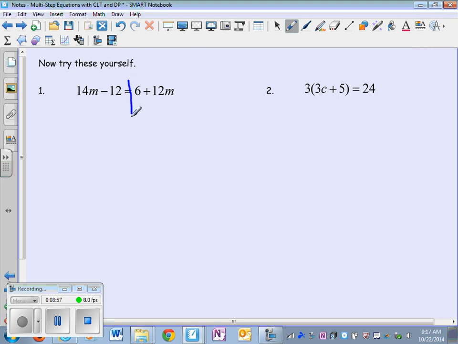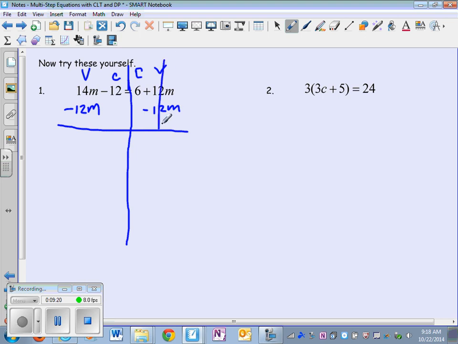All right, as I look at number 1, I see I've got m's on both sides. I've got variables, constants, and variables, and I want them separated. So I'm just going to move my variables to the left. If I want this plus 12m to disappear, I'm going to subtract it. And I need to take it away from the m terms over here. I cannot combine constants and variables. So I'm going to take 14 minus 12 and get 2m. And bring down everything else that I see.